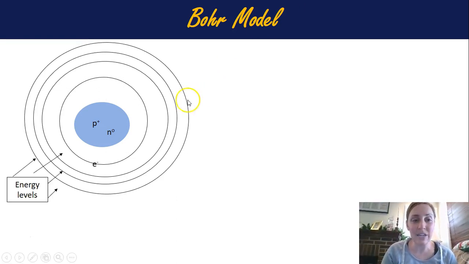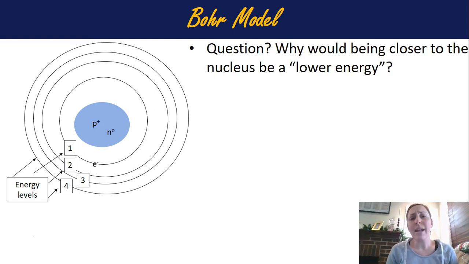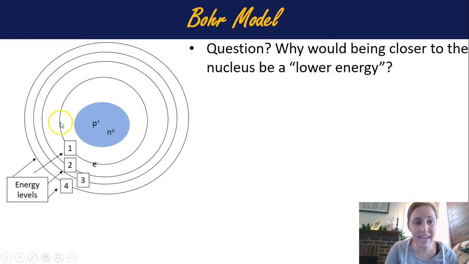Each of these lines here represents an energy level. That's the maximum distance an electron can travel away from the nucleus. The first energy level is the closest to the nucleus. The second comes after that, third, fourth, and it's going to go fifth, sixth, and seventh from there. So what I want to ask you is, why would being closer to the nucleus be a lower energy level? Why would this be an energy level of 1 versus this being 2, 3, 4, 5, 6, and 7 going out even further?